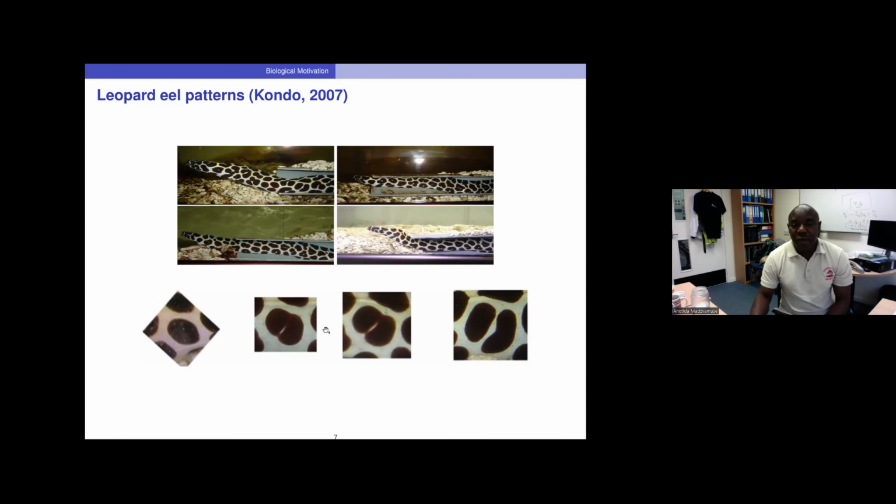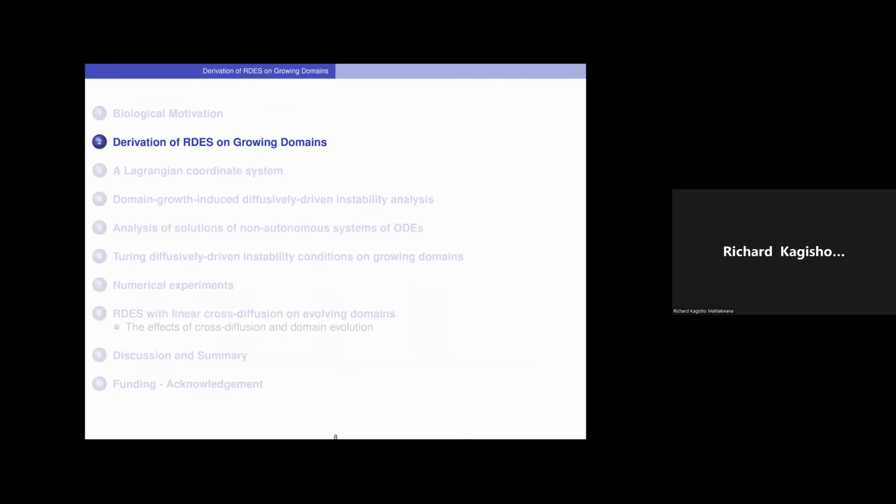If you have seen the work by Edmund Crampin from 1991, 1999, and also 2002, he published a very remarkable work on spot doubling during domain growth, and this was illustrated in 1D as well as in 2D. But when all this was published, there was no evidence whatsoever that you could observe this happening in nature. And Kondo illustrated this in 2007. So there's a need really to understand pattern formation during growth development.